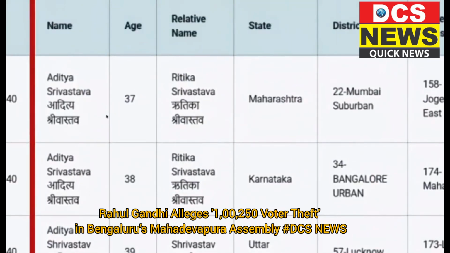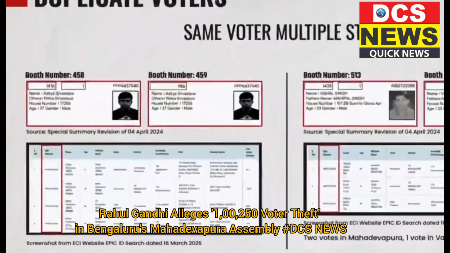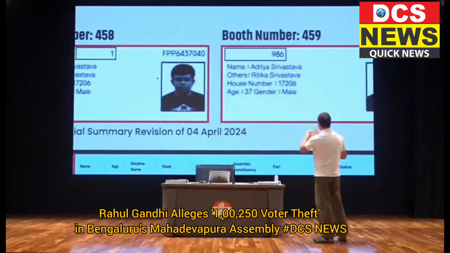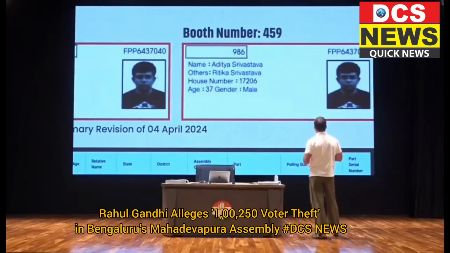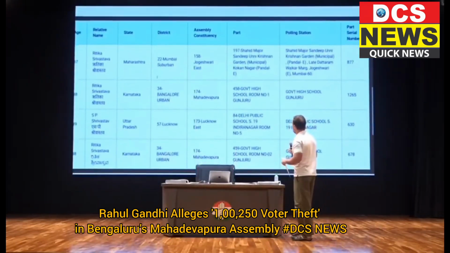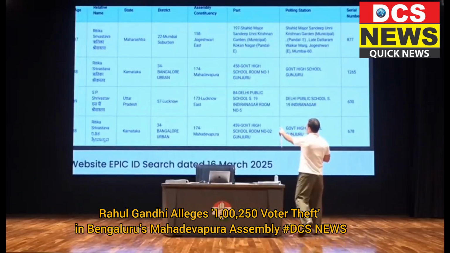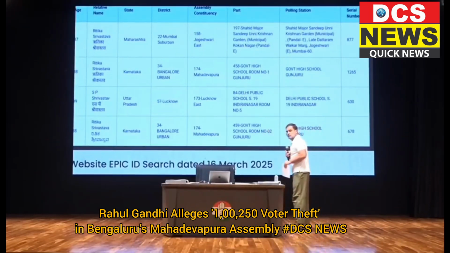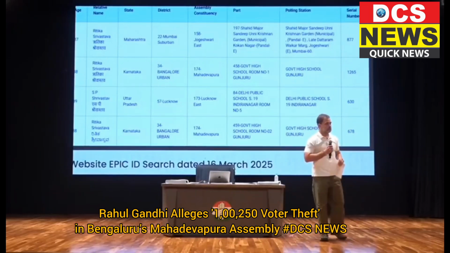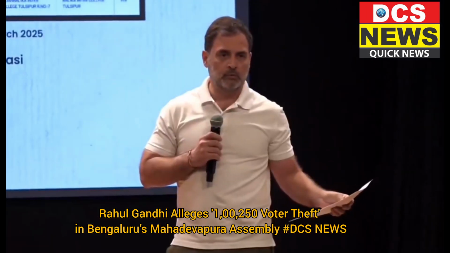Just zoom out for a second. Yeah, just zoom into the top 2 there. He votes in booth number 458, same person. He votes again in booth number 459, same person. Go down. And then this gentleman goes, Karnataka, Uttar Pradesh, Karnataka, and Maharashtra. So he's got his name on 4 lists, different states, different polling booths.